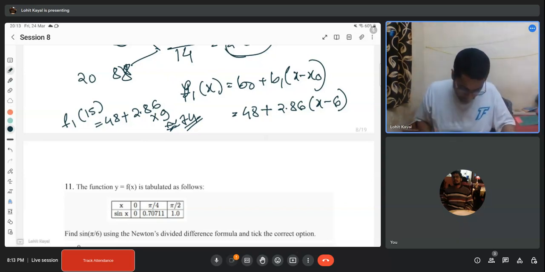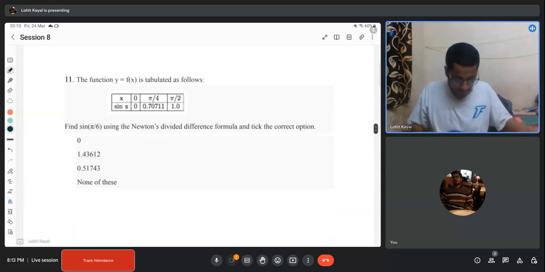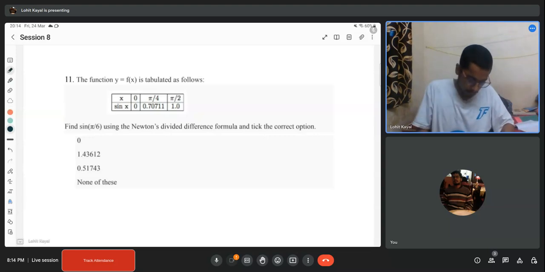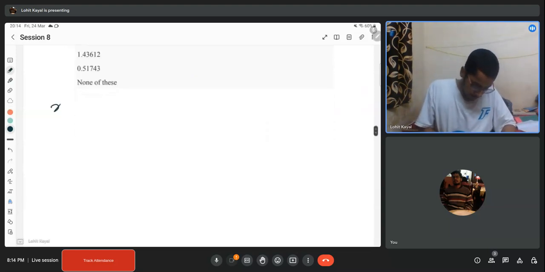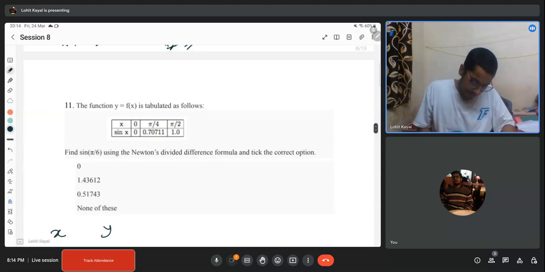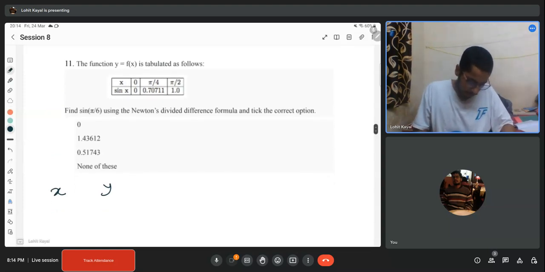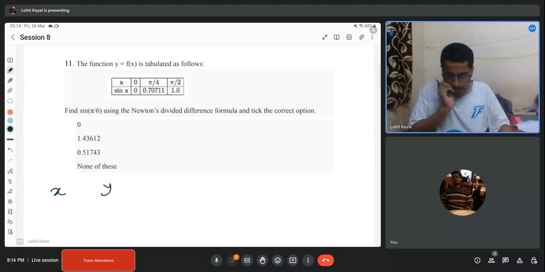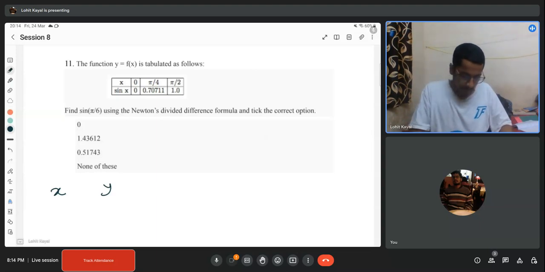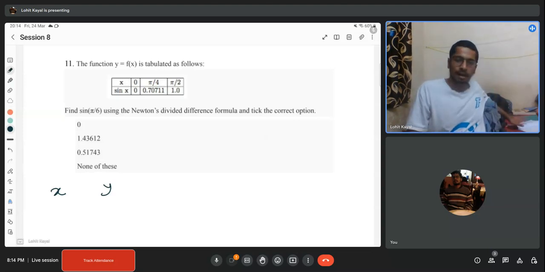Now for this function, again you need to use the divided difference formula. So x and y, and it says that you need to find the value of sine pi by 6. Now pi by 6 lies between 0 and pi by 4. So here I have only three data points. I will try both the linear interpolation and the quadratic interpolation, because I know the value of sine pi by 6, and I can very easily verify with it.